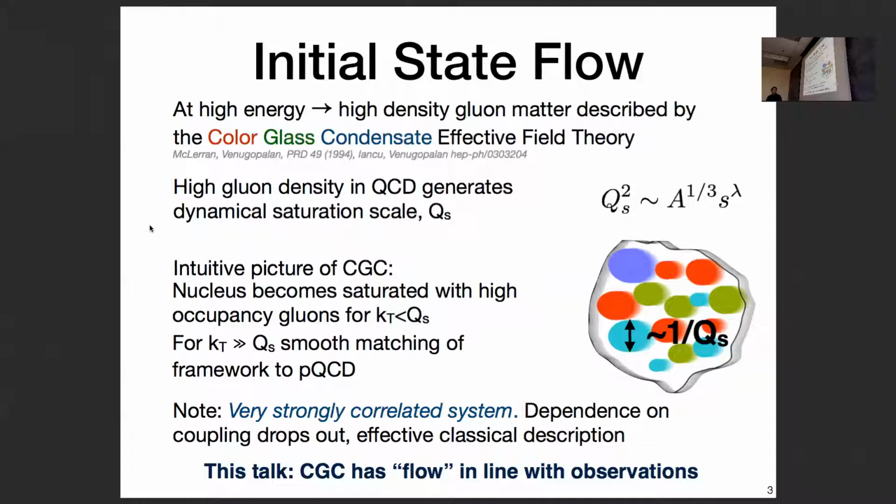Okay, and so then really just thinking about what this condensate means in terms of a nucleus is really that even though it's weakly coupled, and you're always thinking in terms of the weak coupling description, it really creates a strongly correlated system, and this really then changes how one should think about these, instead of just very simple classical dynamics, one also has to start thinking about quantum correlations as well. And so the thesis of my talk, which I hope to show, is that CGC really can produce flow, or whatever you'd like to call it, in line with what's been observed.